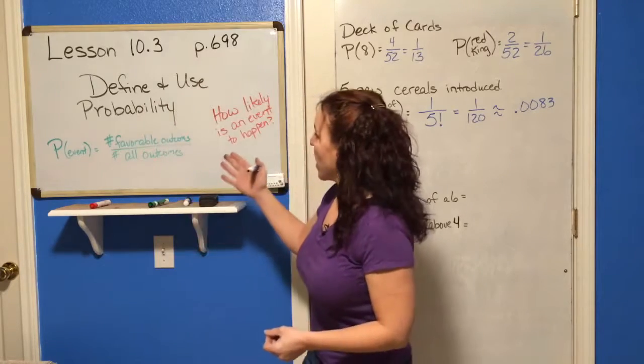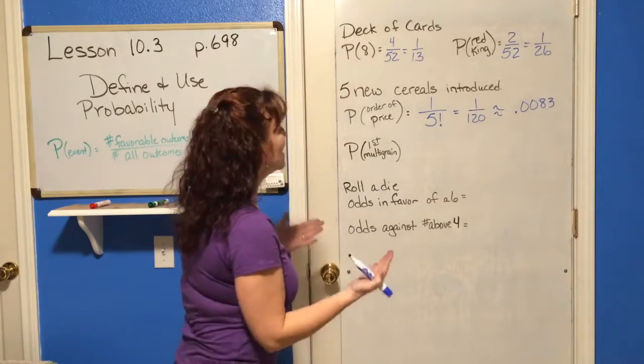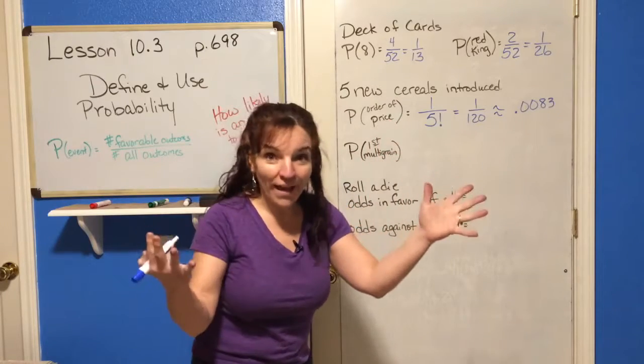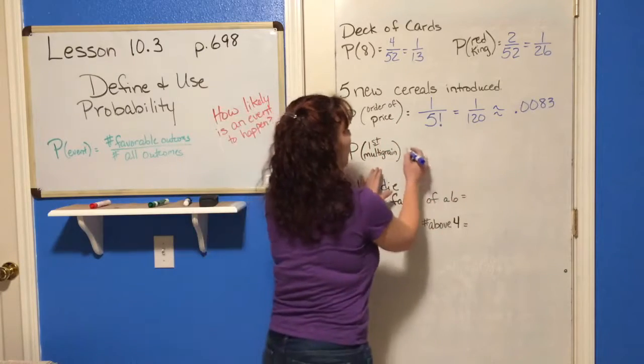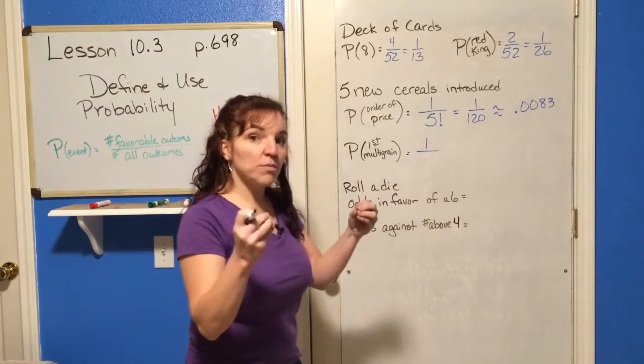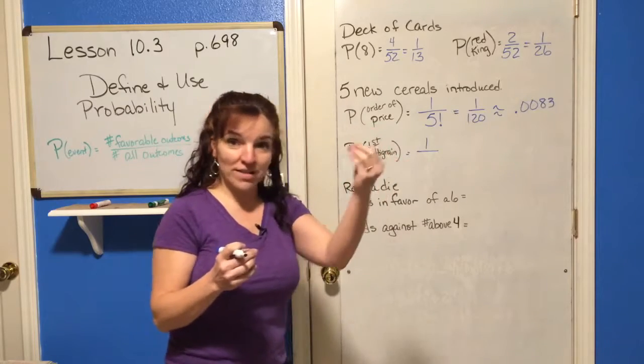Well, the number of favorable outcomes out of the number of all the outcomes. In this case, if the first one is multigrain, there's only one way that the first one can be multigrain. So the number of favorable outcomes is just 1. The number of outcomes altogether is, well, I want to know what the first one is. I don't care what all of them are.